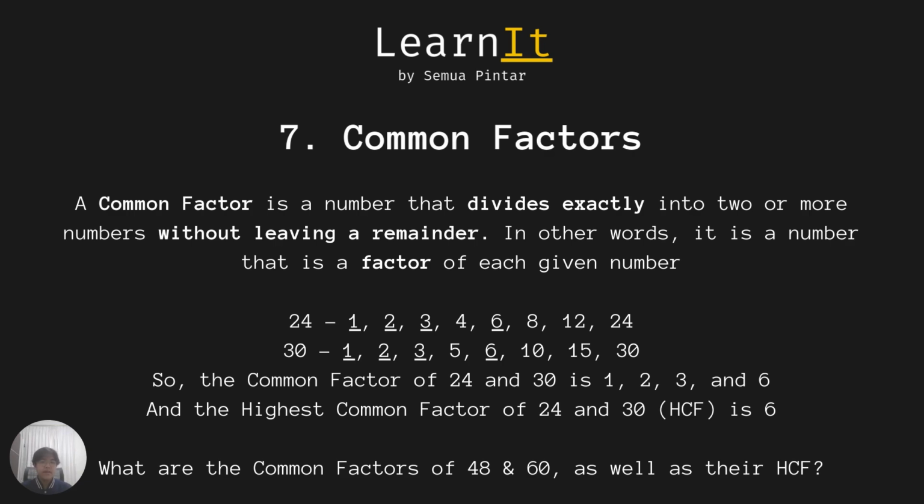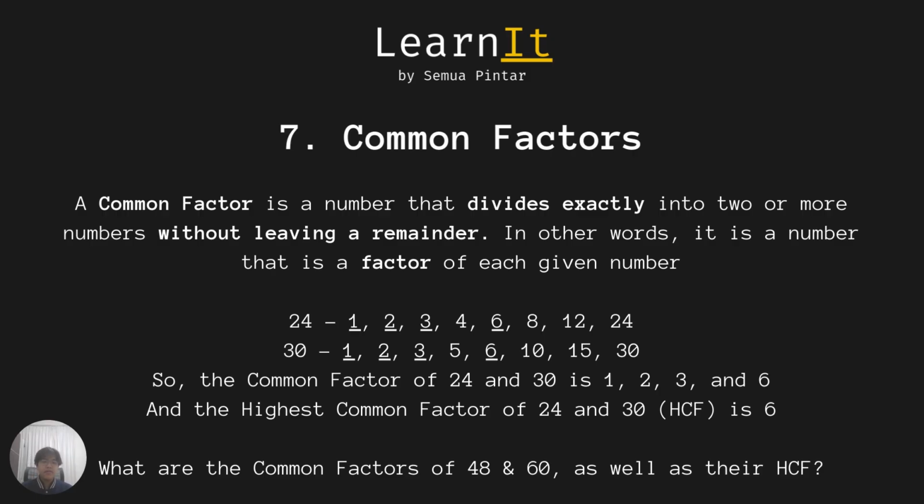So let's look at the example for 24 and 30. The first step to finding common factors is to list down all the factors of each number. For example, in 24, we have the factors of 1, 2, 3, 4, 6, 8, 12, and 24. And for 30, we have the factors of 1, 2, 3, 5, 6, 10, 15, and 30.